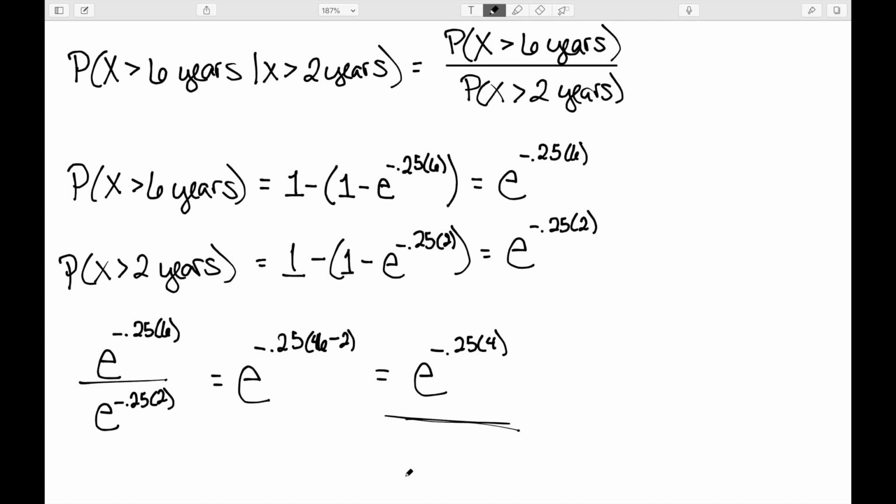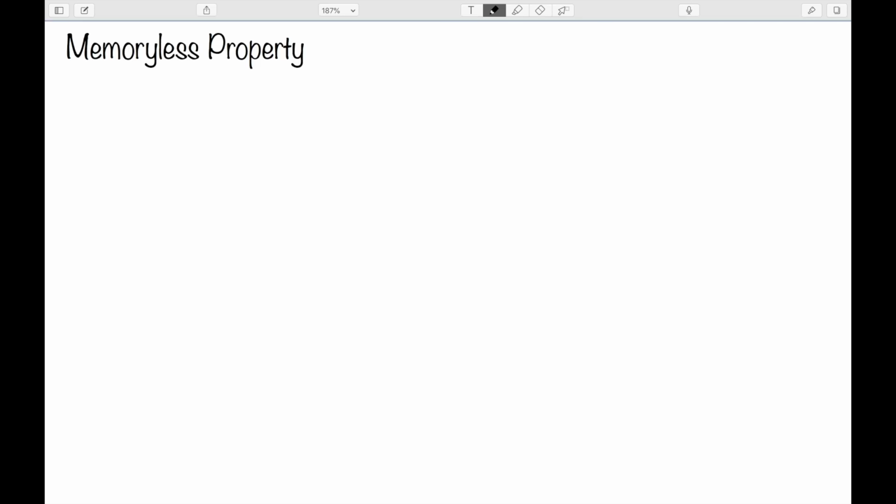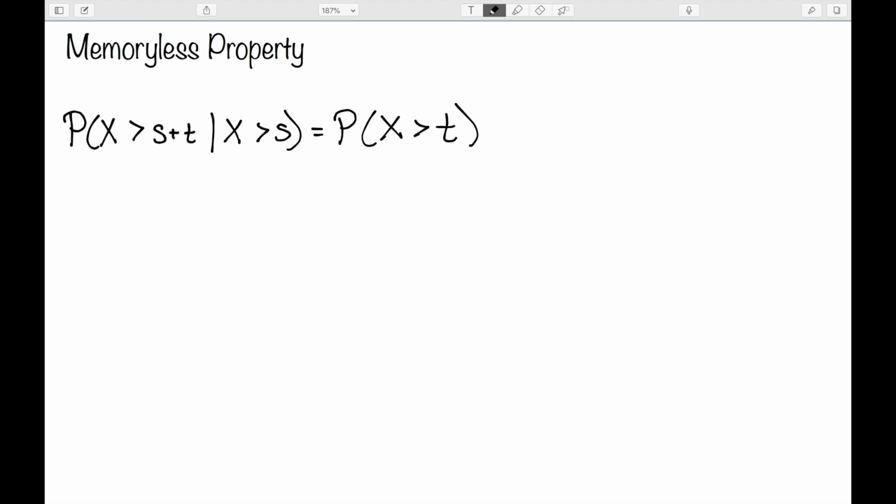And this is a very nice property here. It's called the memoryless property or the no aging property. So let's take a little bit closer look at this. The memoryless property says that the probability that x is greater than s plus t, given that x is greater than s, is equal to the probability that x is greater than t. So this was demonstrated in the previous example. The chance that it lasted a total of 6 years, given that it lasted 2, was the same as it just lasting 4 years. It doesn't have a memory of what's happened in the past, essentially. And exponential distributions always have this property, which is extremely nice.